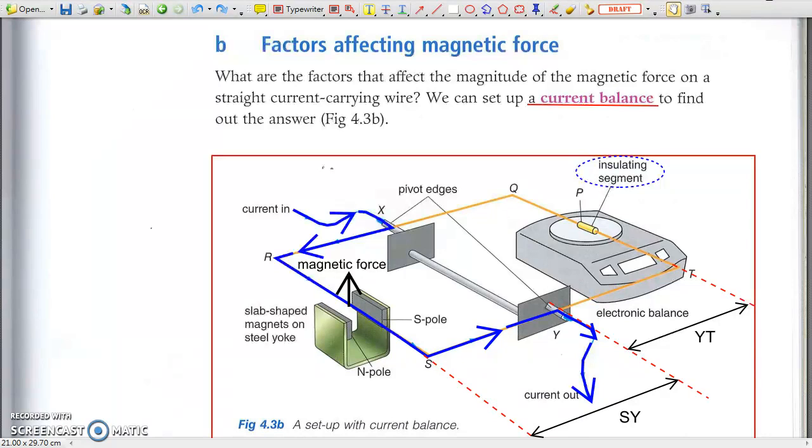However, balance readings are usually expressed in grams, and so you have to do some simple mathematics to find the induced magnetic force on RS. What about the length L, and what about the magnitude of the magnetic field? How would they affect the magnetic force?